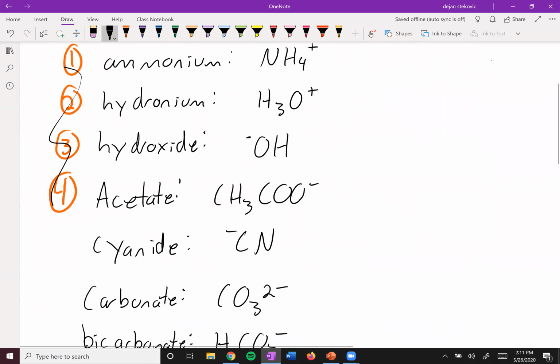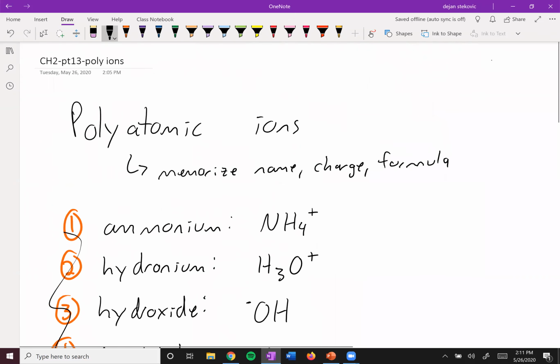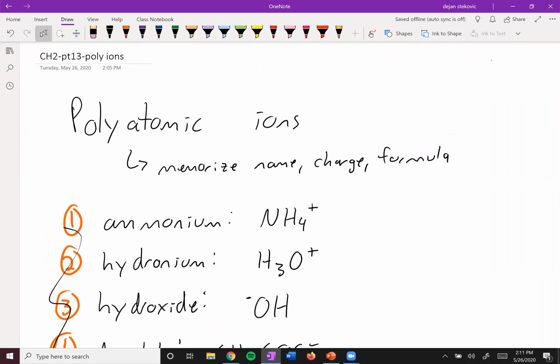So there's just some very common polyatomic ions. They're going to be used throughout the course, and further in your chemistry studies. So you really want to memorize them, know the charge, know the formula, get it to the point where it's second nature.